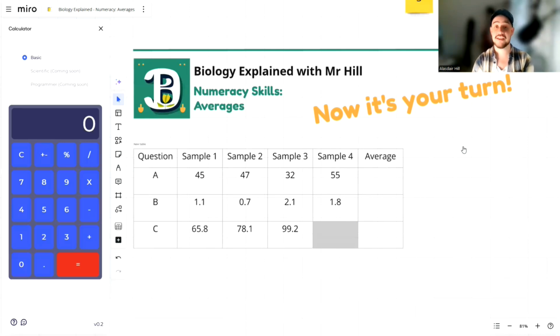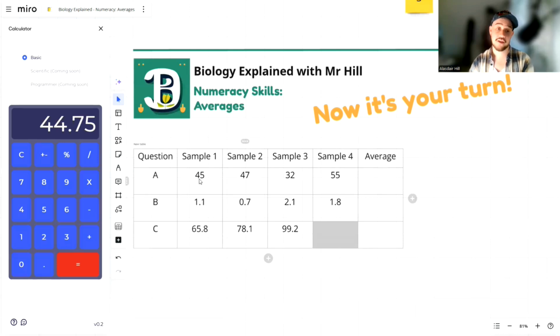Okay, so for question A then, you've got 4 samples and the numbers were 45. So let's put this into our calculator. 47, so you add those together, add 32, and add 55. This is going to give us a total of 179. We're then going to divide this number by 4 because there are 4 samples, and that's going to give us 44.75.